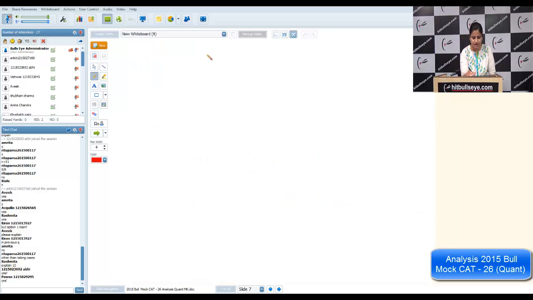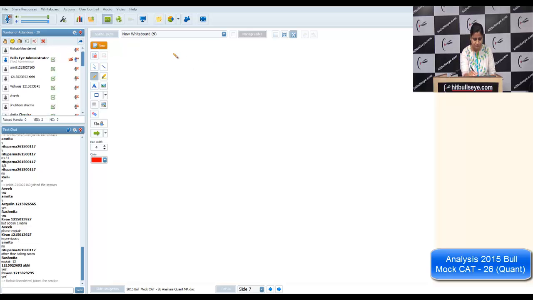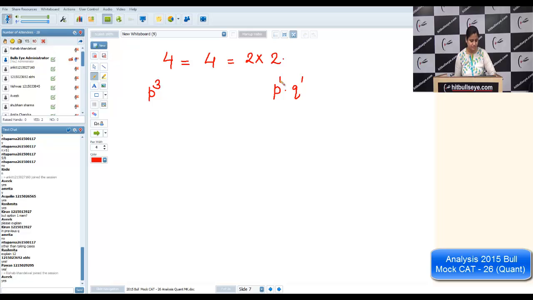Now from 1 to 100 we are talking about. We need 4 factors, since 4 can be written as either 4 or 2 into 2. So there are 2 categories. Either my number will be of this format, I mean p raised to power 3, or of this format, p into q, it's raised to power 1. Is it okay? Because that was the thing we need to know to solve this question. Now the rest of the question is easy.